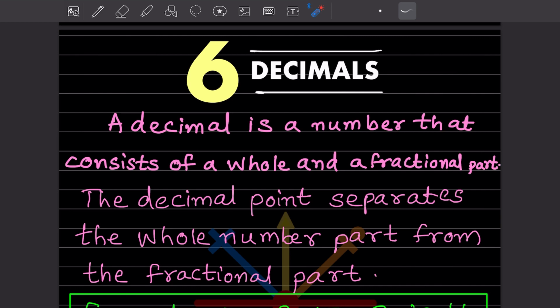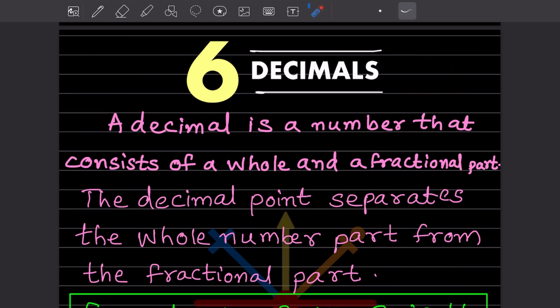So what is that called? A decimal is a number that consists of a whole and a fractional part. Suppose I write 4.1. This is the whole number, and after the point, whatever the number is, that is called the fractional part. We'll see the detail about it in the exercise.